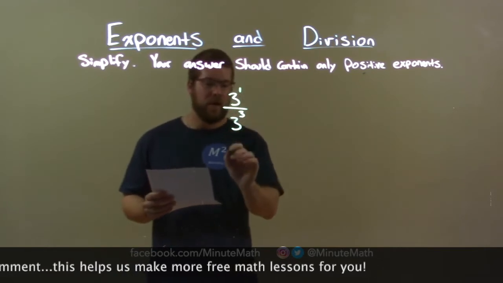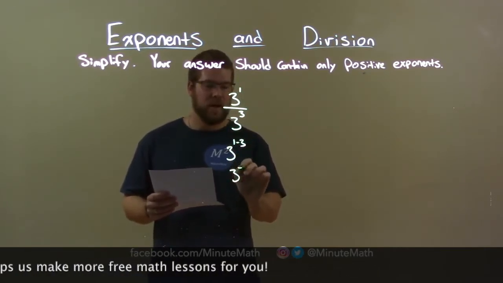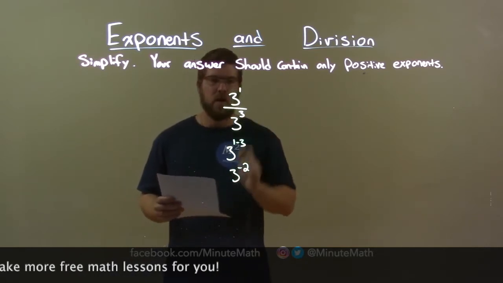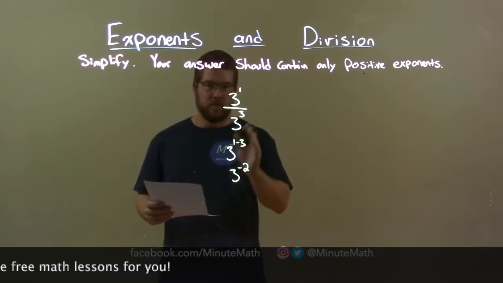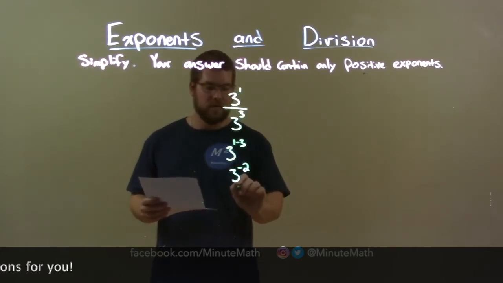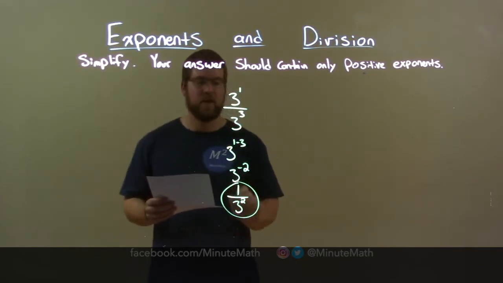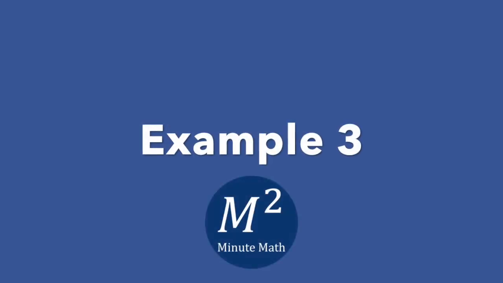So when we divide that, that's 3 to the 1 minus 3 power, which is 3 to the negative 2 power. Well, we know a negative exponent is the same thing if we put it down in the denominator as a positive, and so we can write this to be 1 over 3 to the positive 2 power, and there is our final answer.